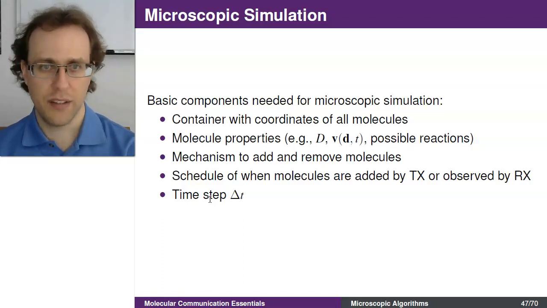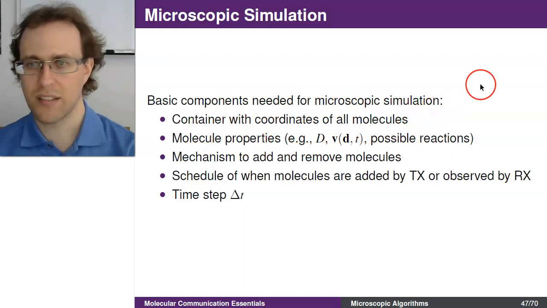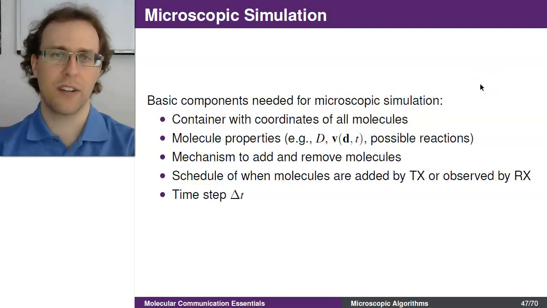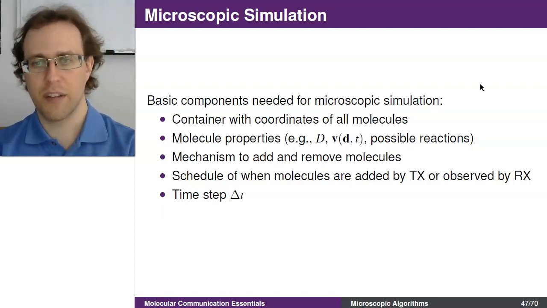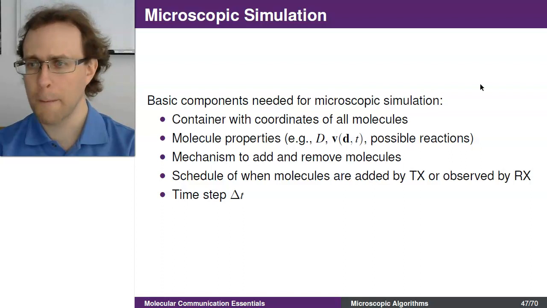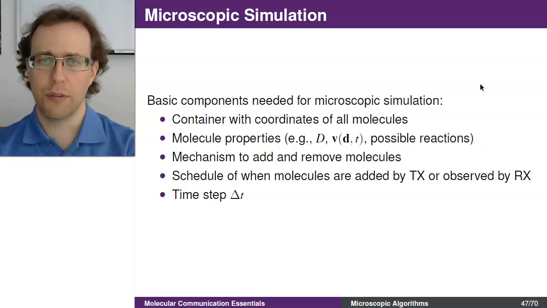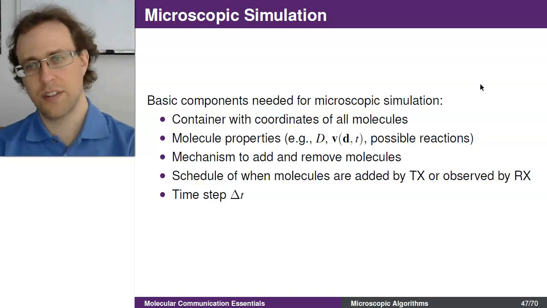You're going to need to create, in your programming language of interest, some kind of container with the coordinates of all the molecules. This could be something like a linked list or some kind of vector or array, I should say. You have a dimension for each of the dimensions in your system. So if you have a 3D system, you could have, say, 3 columns and then a row for every molecule. You'll need to know your molecule properties. So you'll need to know the diffusion coefficient, the flow components, and the possible reactions that can be associated with all the molecules in your system.